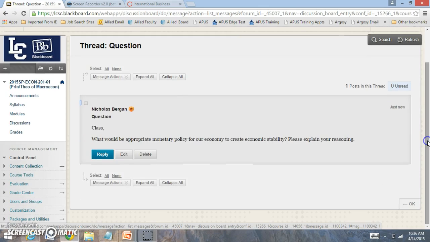Here's the question for this week. What would be appropriate monetary policy for our economy to create economic stability? So given our economy right now, what do you think would be a good situation to create stability? Look at the tools that monetary policy has, either expansionary or contractionary policies, and which policies do you think would help create stability in the economy? Make sure to explain your reasoning as well, as that will be important.